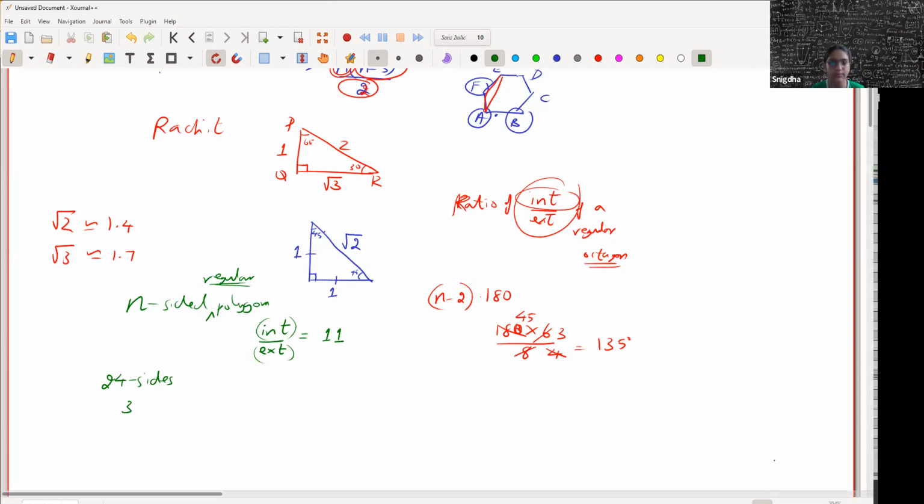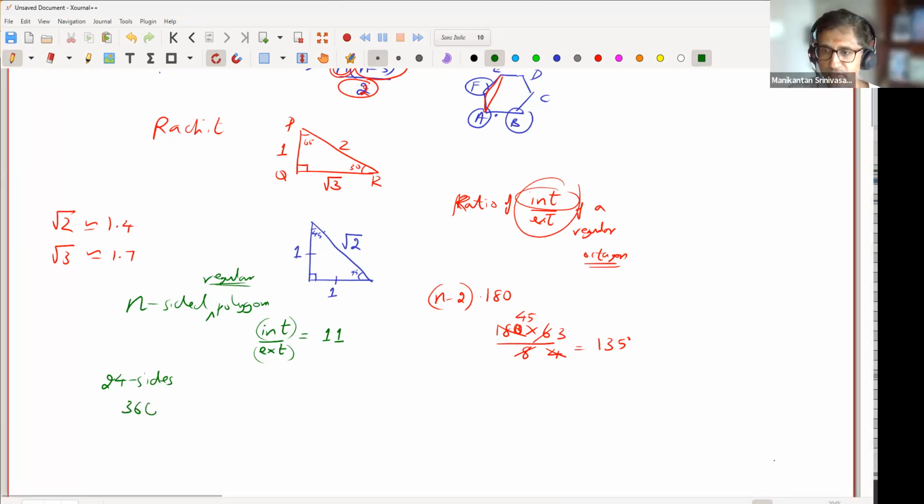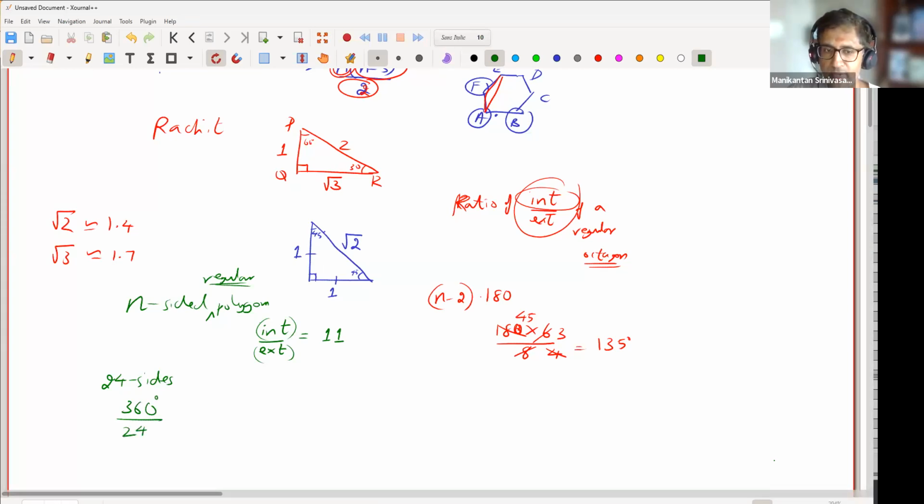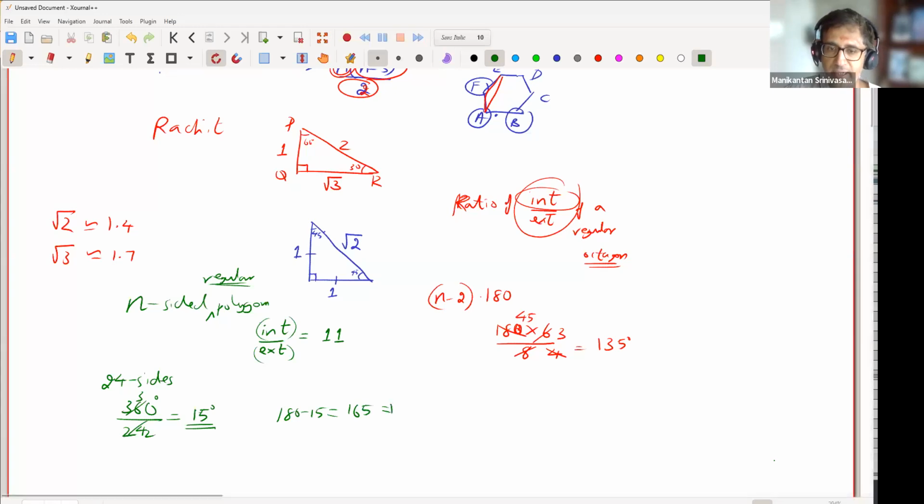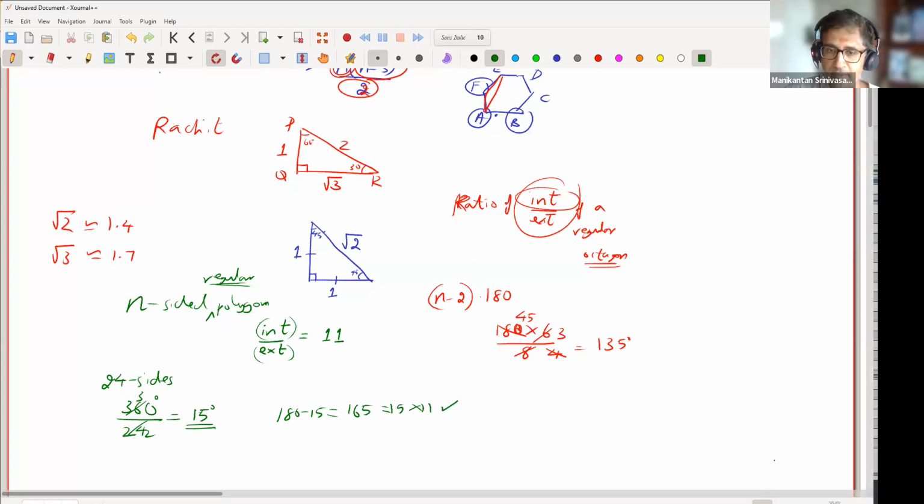Okay, let's check. The total of all the exterior angles is 360. Therefore each becomes 360 divided by 24, which is 15 degrees. Which means if each exterior angle is 15 degrees, each interior angle is 180 minus 15, which is 165, which is indeed 15 times 11, and therefore she is right. Does it make sense? Well done, Snigdha.